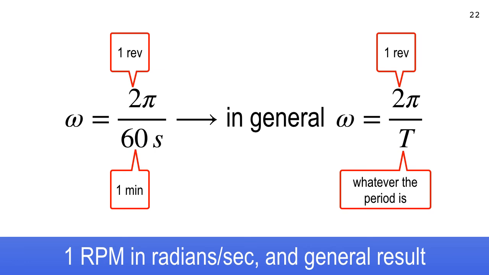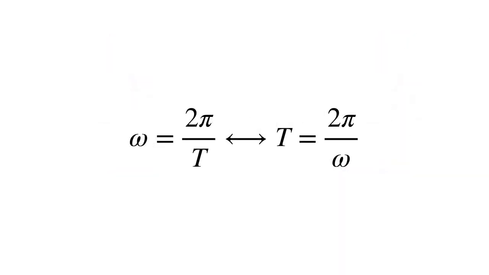All right. Now, this formula here, omega equals 2 pi divided by T, the period, you can cross multiply that and get the period equals 2 pi over omega. So that's just a little cross multiplication. All right?